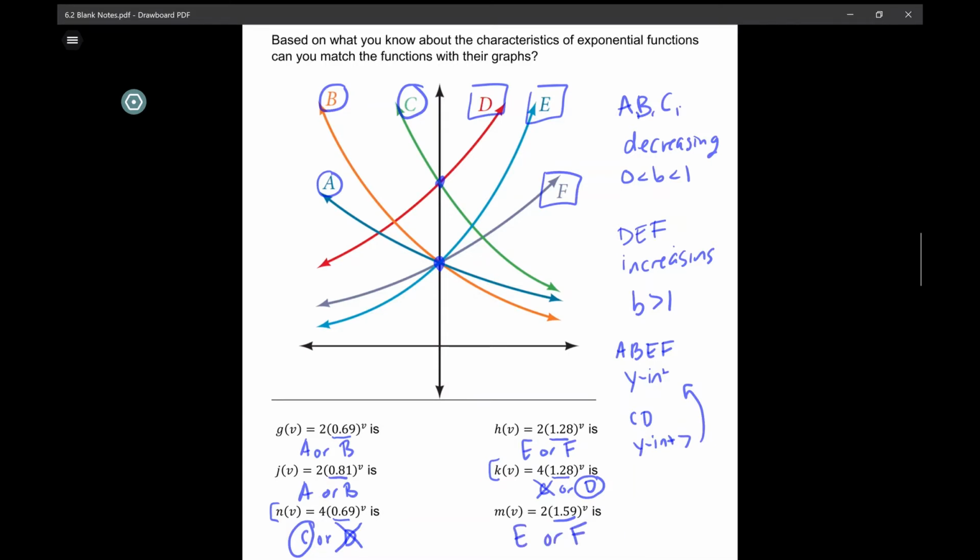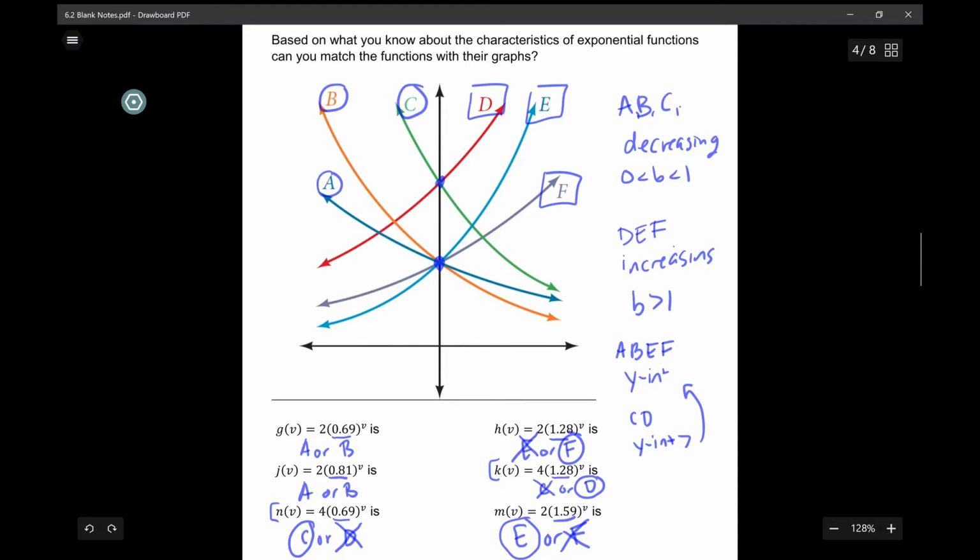All right, so let's actually start with E or F. Which one is going to be E and which one is going to be F? Well, this one is increasing by 28% each unit, and this one is increasing by 59% each unit. So that's got to be the one that's going to grow faster because it's growing at a faster rate. So E is growing faster than F. It's shooting up faster than F. So this one has to be E, and this one has to be F.